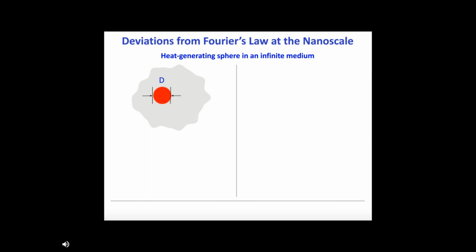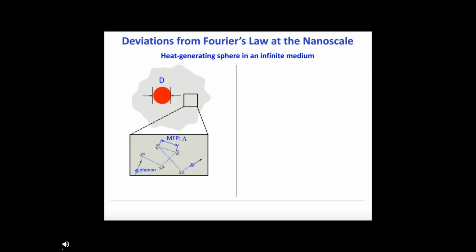And we can understand that by thinking about the example of a heat-generating sphere in an infinite medium. So if we zoom into this medium, what we'd see is that there are heat carriers, say phonons, that are running around and colliding with one another. And in between collisions, they travel an average distance that we call the mean free path, or lambda.